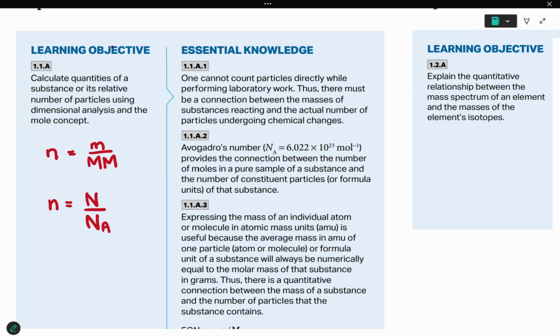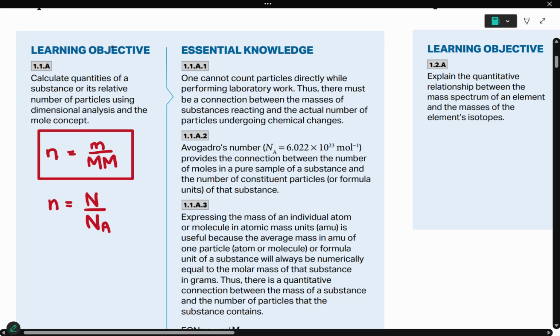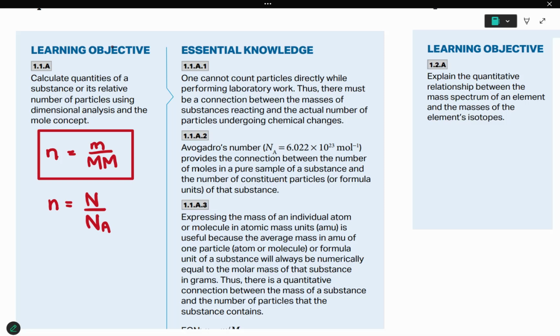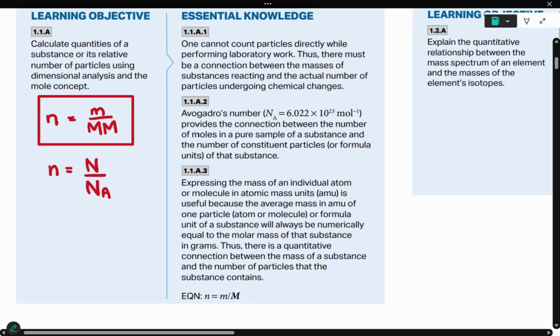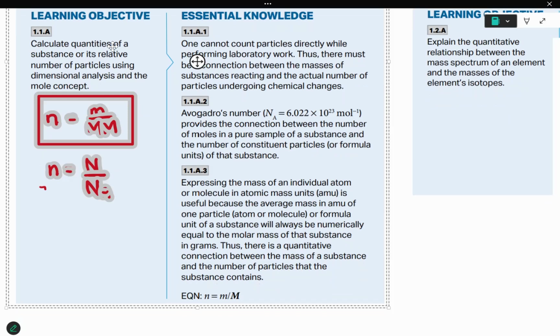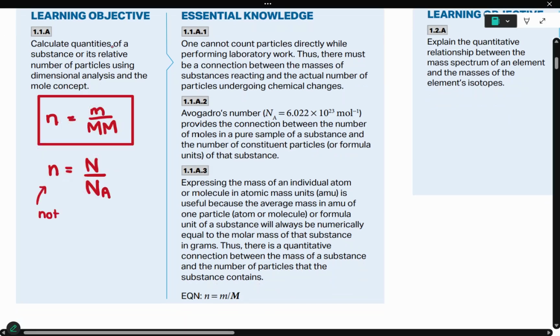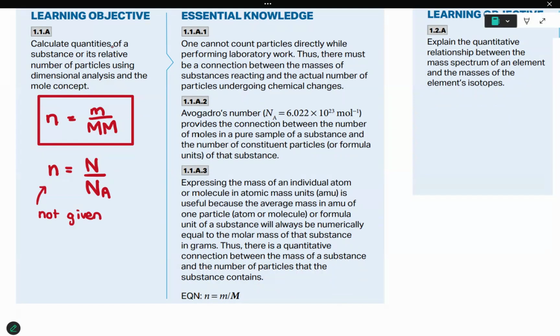Now, on your reference sheet, they actually have this equation given to you already. They write it slightly different, I believe. But on your reference sheet on the first page, you scan through it, it does have that equation given to you. The n is equal to m over big M. Okay? They do not give you the second one. This is not given. And we're going to do examples of those in a bit.